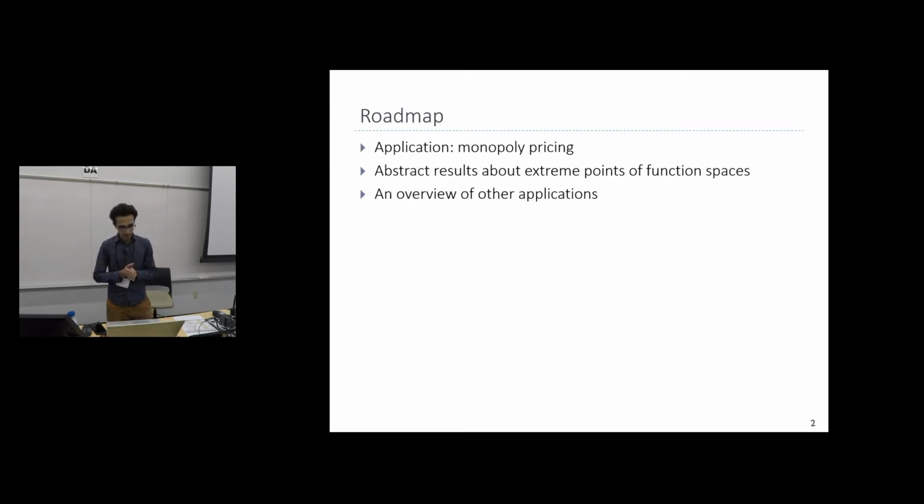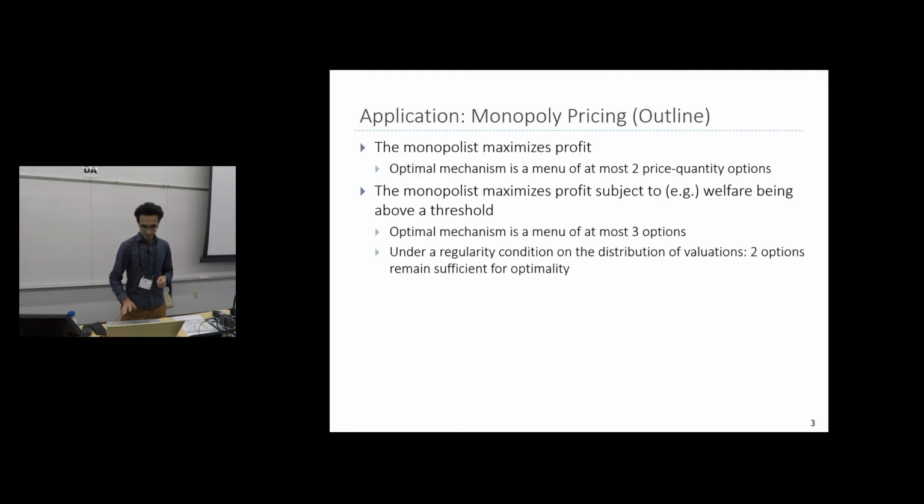OK, so let me be a bit more concrete. I will start with an application in monopoly pricing. Then I will tell you about the results that are behind the analysis. And finally, an overview of other applications of the abstract results about extreme points of function spaces.